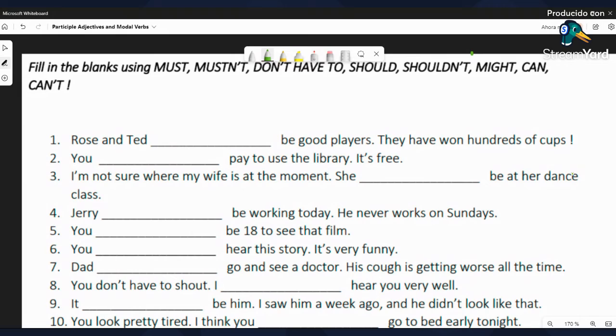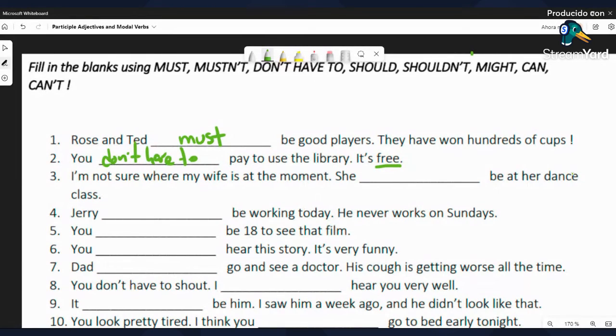So we can say here, Rose and Ted must be good players. They have won hundreds of cups. I mean, you are very sure about it. Yes, you're 100% sure. Number two, you pay to use the library. It's free. You see here, it's free. You have to pay. Yes, it's not necessary. So you don't have to.